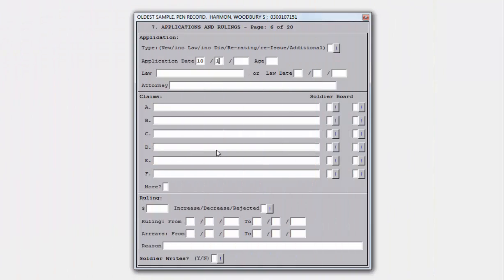The next application for pension is on October 13, 1888. This application file type is reissue as written on the ruling form. He is 55 years old. His attorney is Benj A. Ward. The soldier claims and is approved for disability due to a gunshot wound in his right shoulder.